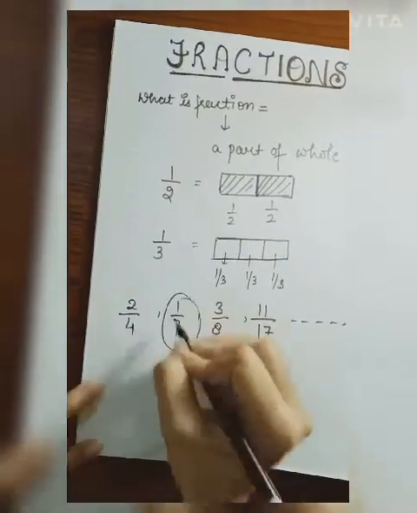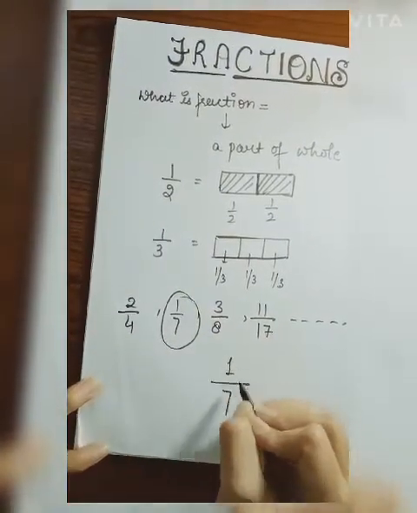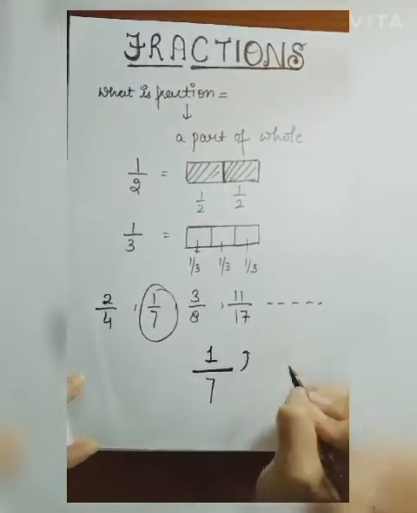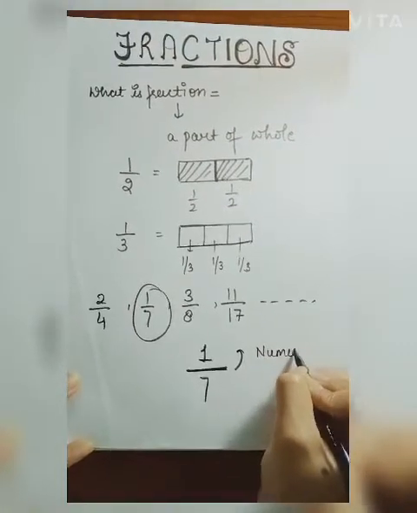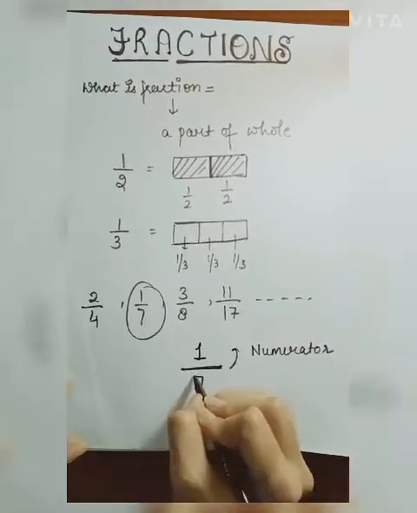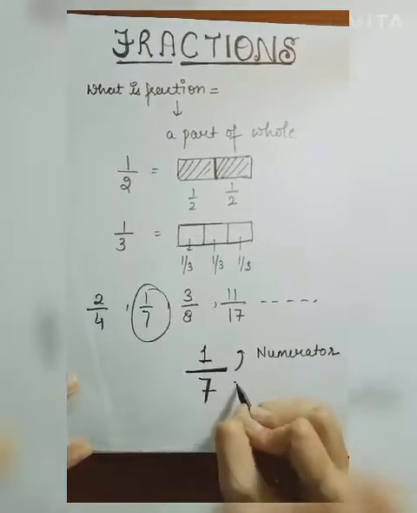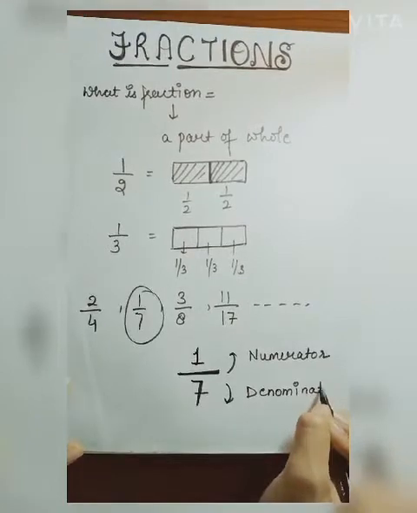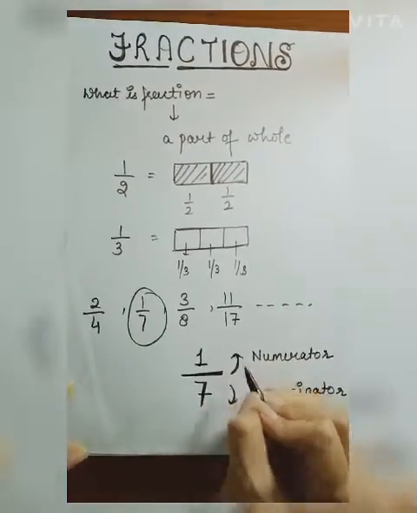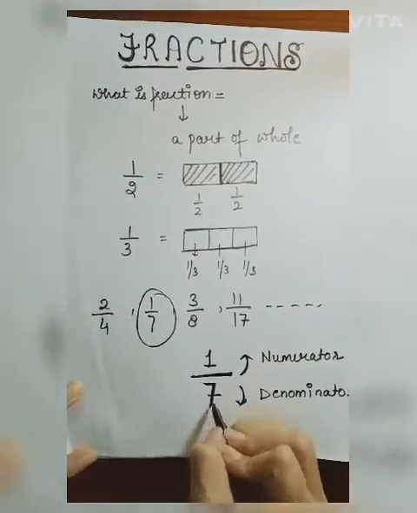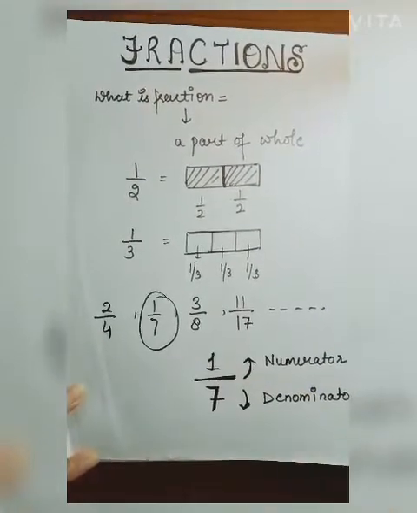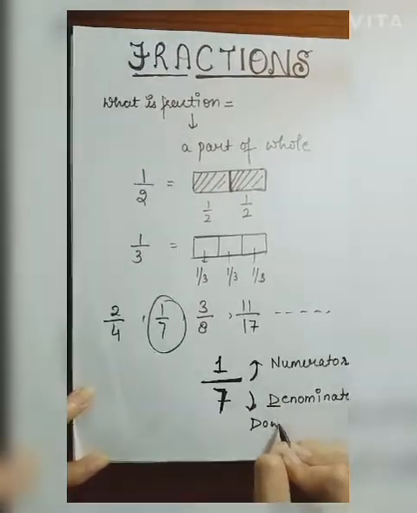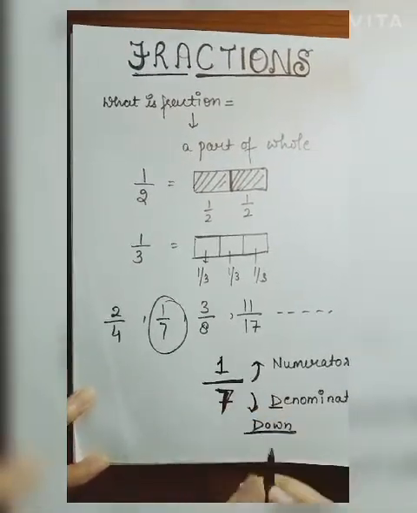Now suppose we take 1 upon 7. Here are the two parts of the fraction. This is the dash, and the number above the dash is known as the numerator. And the number below the dash is known as the denominator. Now mostly students have confusion about what is numerator and what is denominator. So remember it like this: D for denominator and D for down. So the number which comes down is known as the denominator.